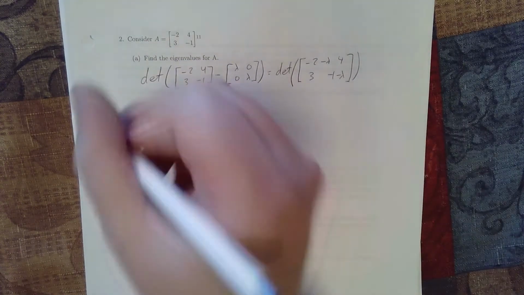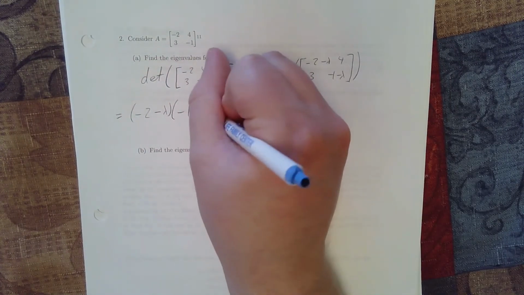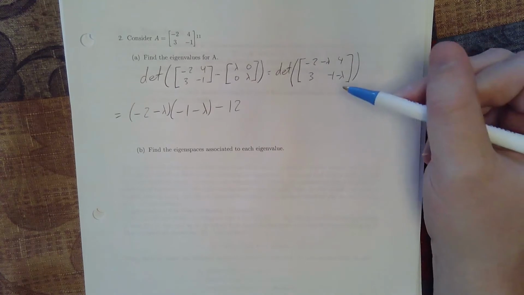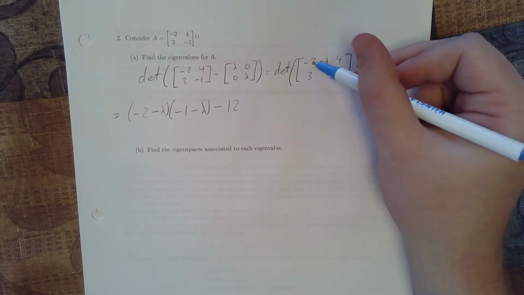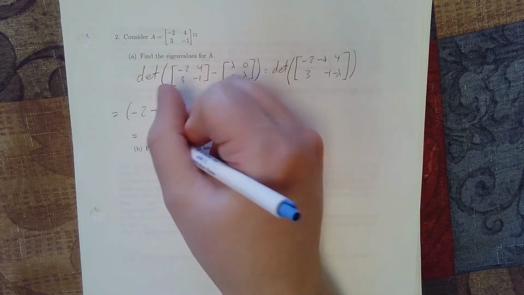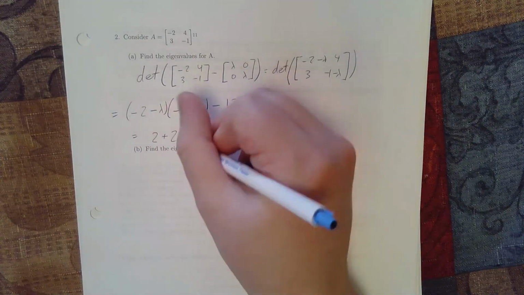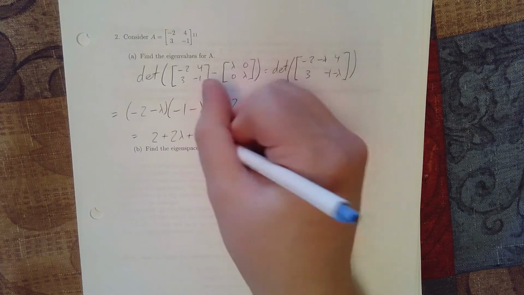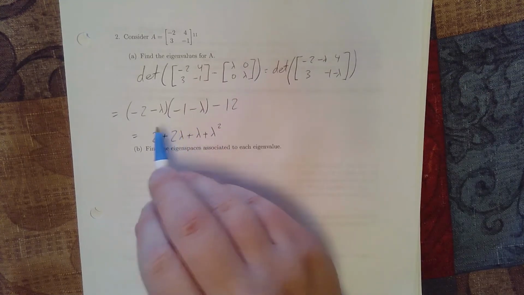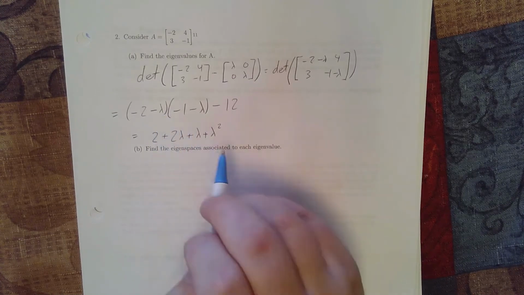And so that determinant will be equal to -2 minus lambda times -1 minus lambda, minus 4 times 3, which will be 12. So remember, finding these determinants, since it's a 2 by 2, we take top left times the bottom right, minus top right times the bottom left. And so foiling this together, we get 2 plus 2 lambda plus lambda plus lambda squared. So a lot of negative signs to be careful of. Negative times negative gives positive.